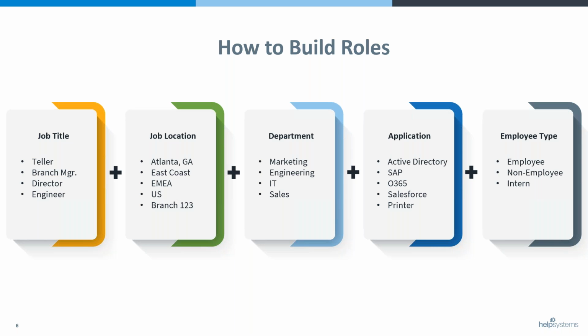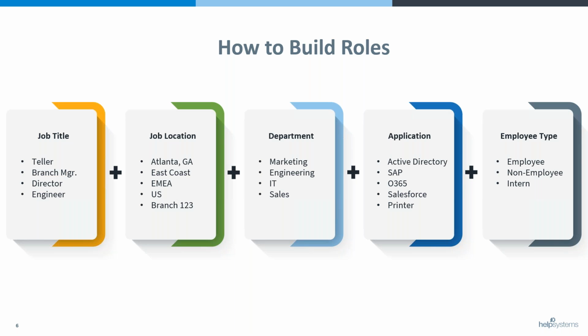Job title would be, for example, teller, branch manager, director, engineer. Location is more of a geographic location. It could be a city like Atlanta. It could be a region like East Coast or EMEA or the United States. Or it could be just a location such as a bank branch.